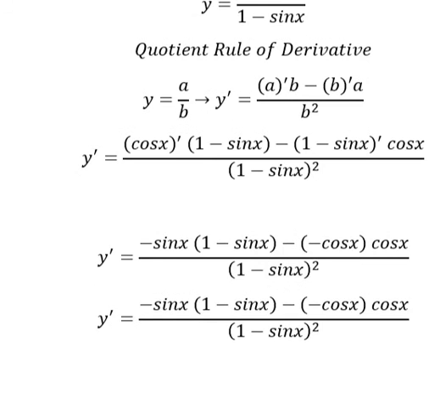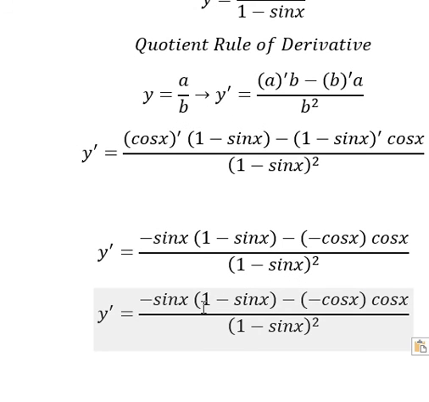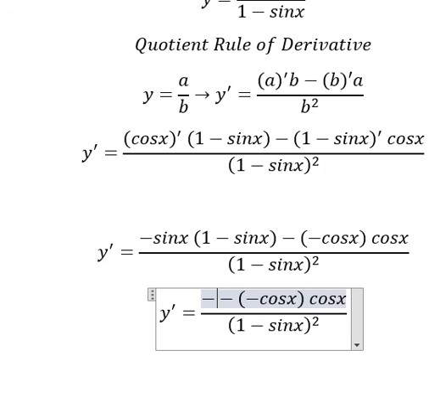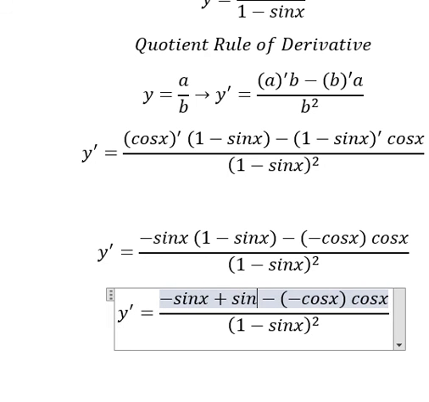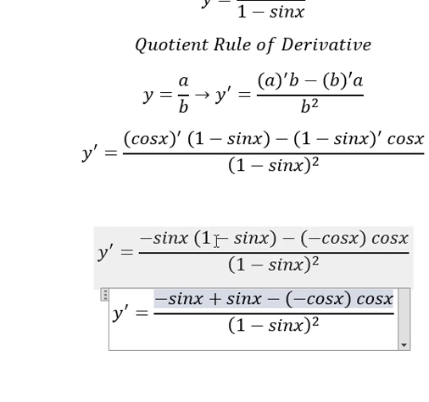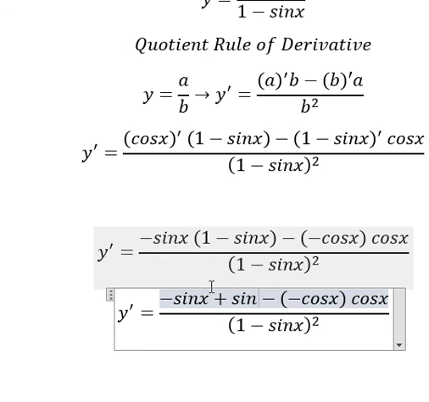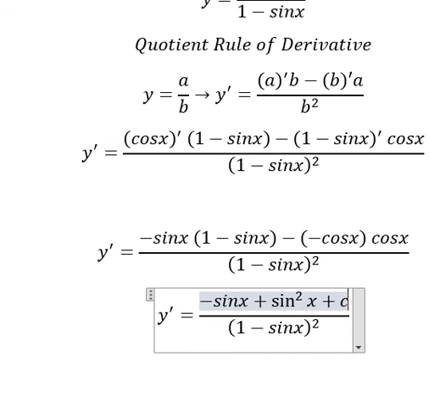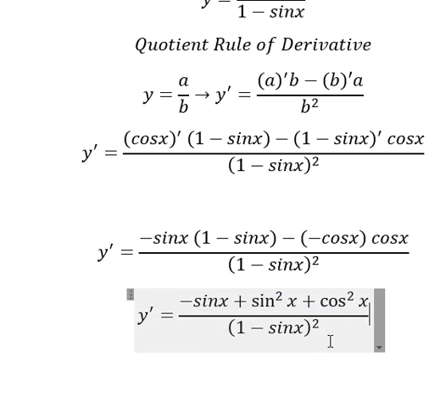Next, negative sine x multiplied by this one, and we have like this. Negative with negative, you get positive. Negative and negative, we have positive. And this one we have cosine x squared.